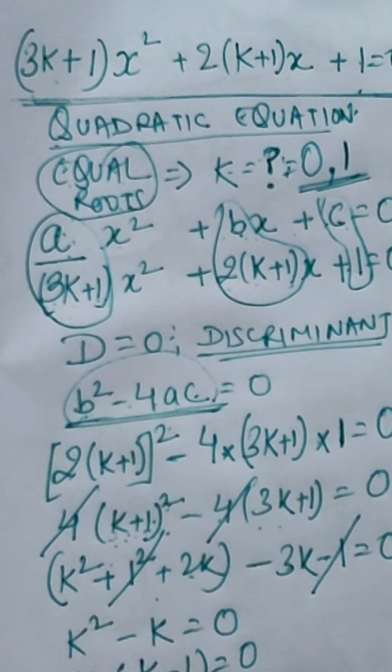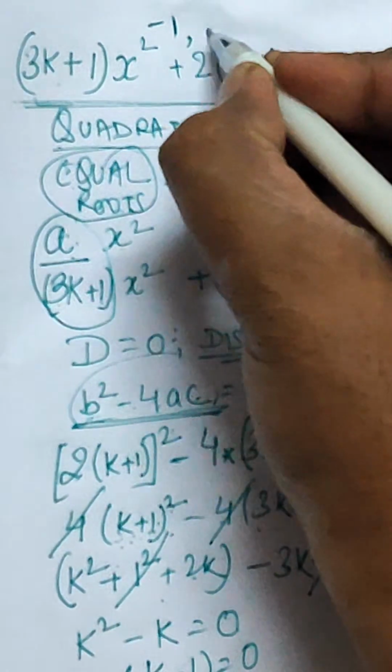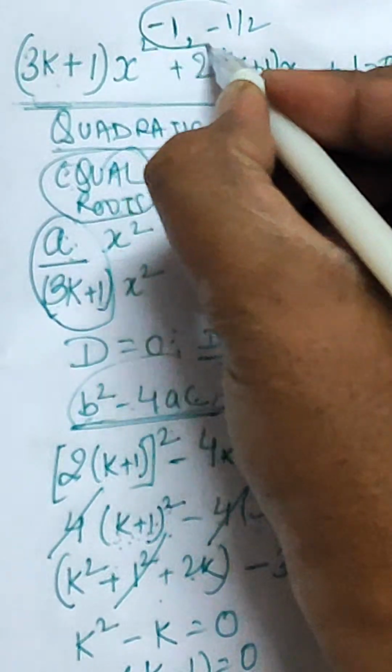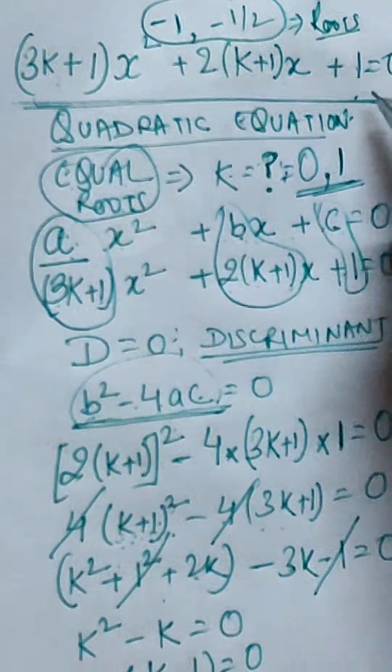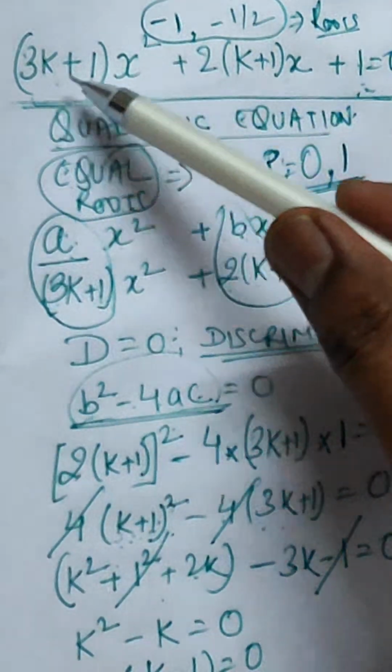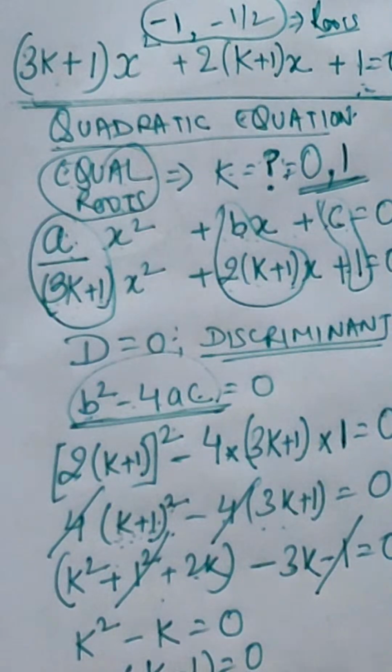This was the quadratic equation. So minus 1 and minus 1 by 2 are the roots of the given quadratic equation, 3k plus 1 times x square plus 2 times k plus 1 into x plus 1 equal to 0.